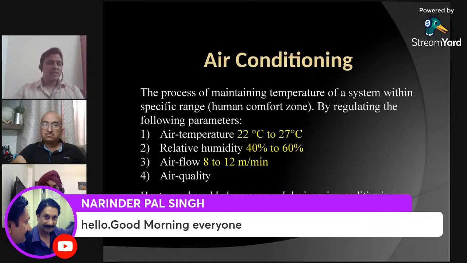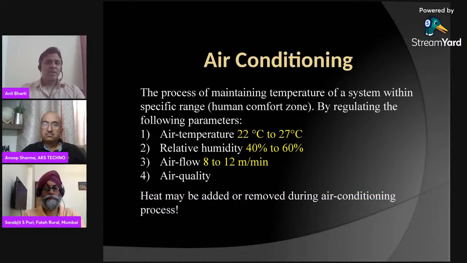Second one is air conditioning. Air conditioning is a somewhat more complex process. In this case, we maintain the temperature as well as the quality of air, and for this we need to maintain the air quality within the human comfort zone. So we maintain four parameters. First one is air temperature. We keep it between 22 to 27 degrees Celsius.